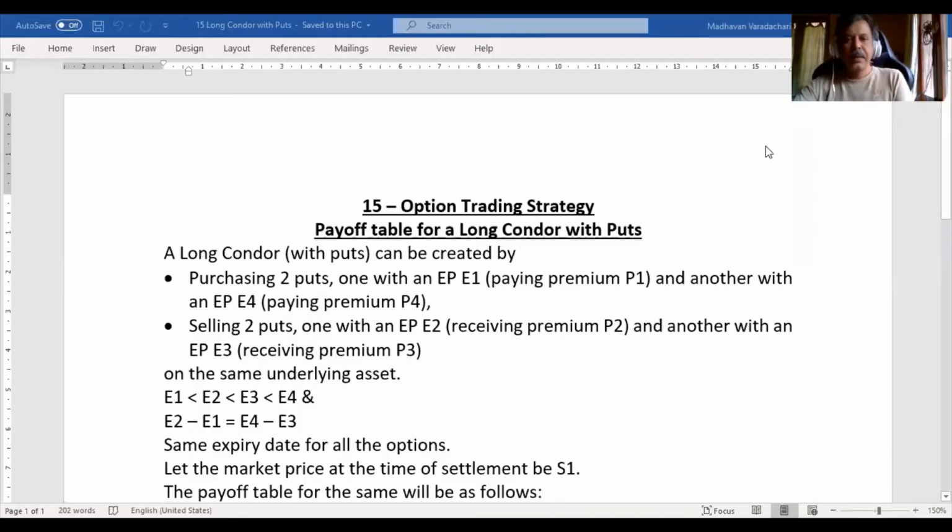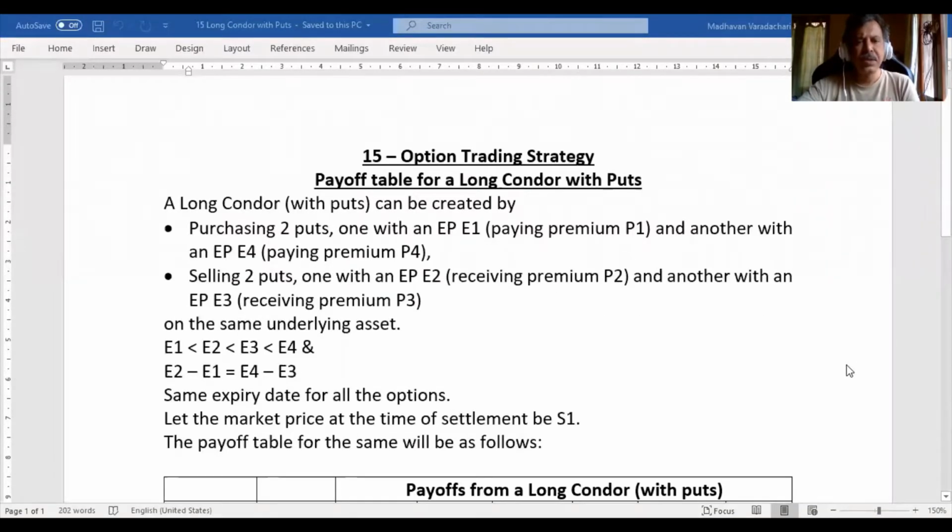Hello everyone. The next strategy for options is the long condor with puts. It can be created by purchasing two puts, one with the least exercise price E1 and another with an exercise price E4, then selling two puts, one with an exercise price E2 and another with an exercise price E3. E1 is less than E2, less than E3, less than E4, and the gap between E1 and E2 is the same as the gap between E4 and E3. Same expiry date for all the options.